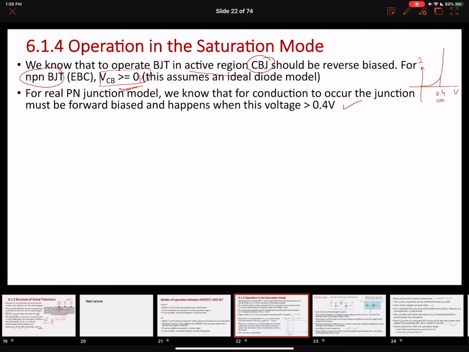Okay, for simplicity, for this theoretical analysis, we're going to assume it to be 0.4 volts. This is the value of the voltage that we need to overcome to forward bias either the emitter base junction or the collector base junction, which is true.